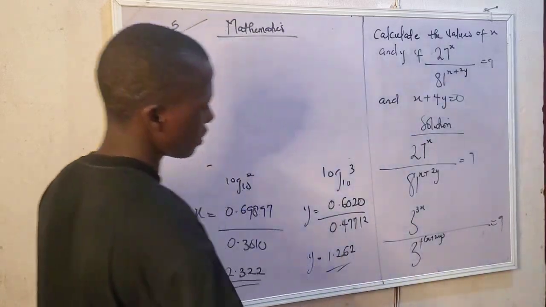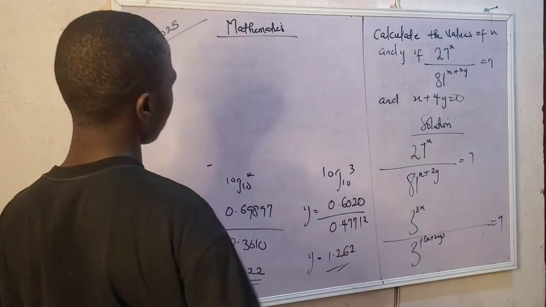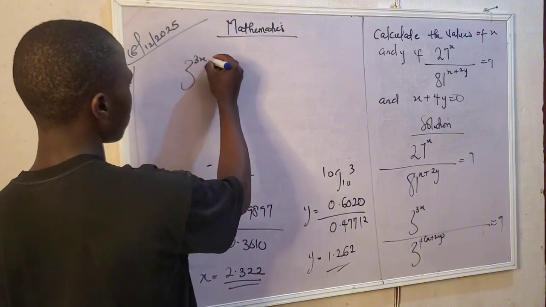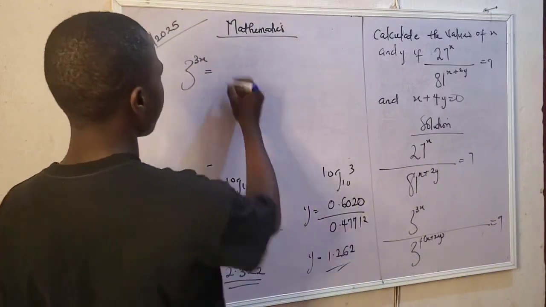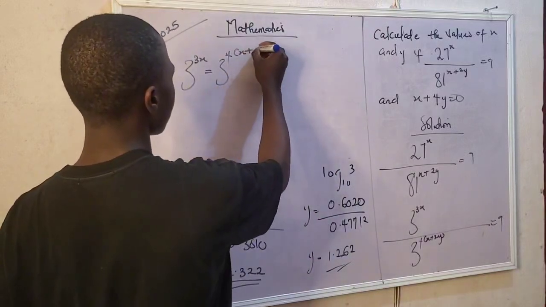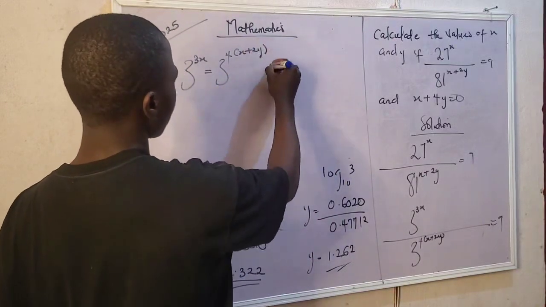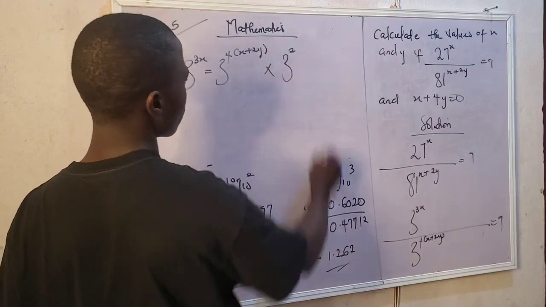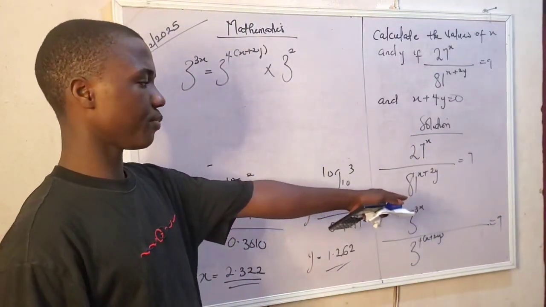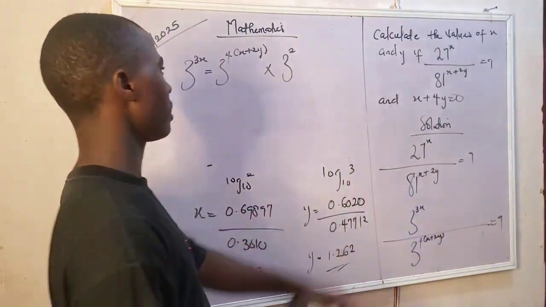So what's up next now? Because we have an equals sign, we multiply. On this side we have 3 to the power of 3x equals 3 to the power of 4 in brackets (x plus 2y) times 2 to the power of 2. I'm expressing 9 in the power of 3.